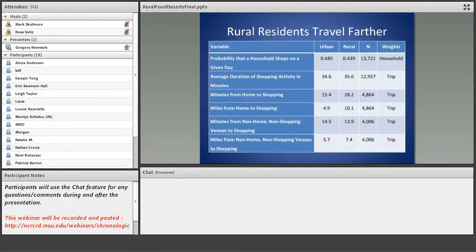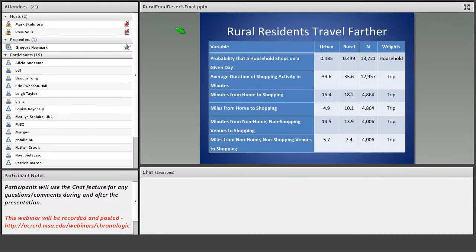But things were really different when you got to the miles from home for shopping. So we looked at people who made trips that went from their house to a shopping venue, and on average, in rural areas in the Midwest, that trip was 10 miles, which was twice as long as the almost 5-mile trip that someone in an urban area would make. But interestingly, the travel time was not that different. The rural resident did travel longer, so 18 minutes versus 15 minutes.